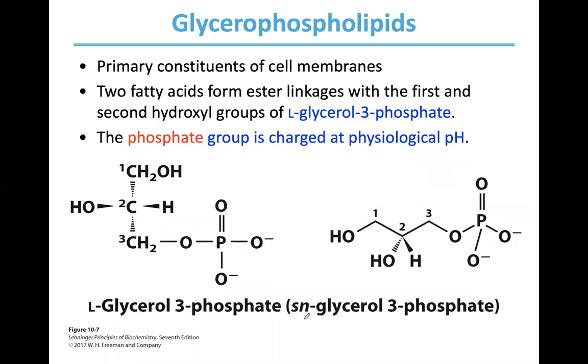So the most common type of cell membrane lipid are glycerophospholipids. These are going to be the primary constituents of cell membranes. These ones are based on the triol glycerol. We talked about that, right? Glycerol.